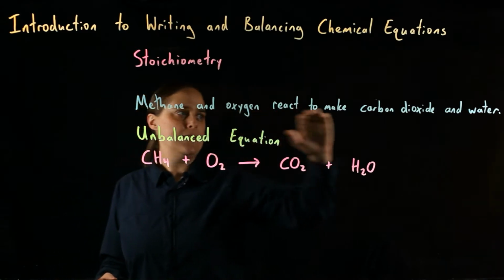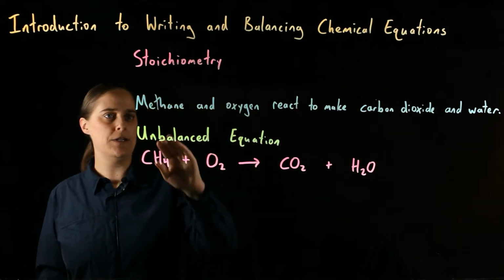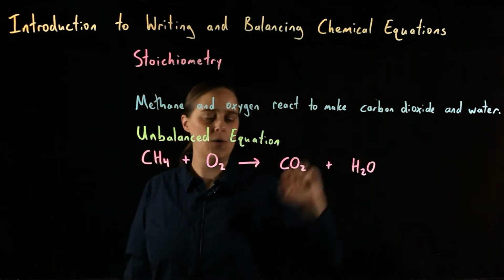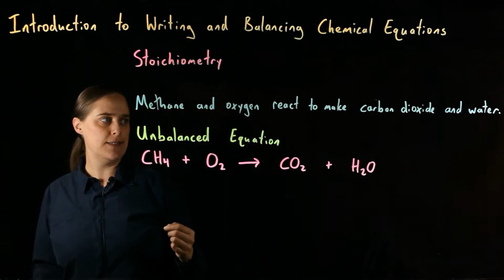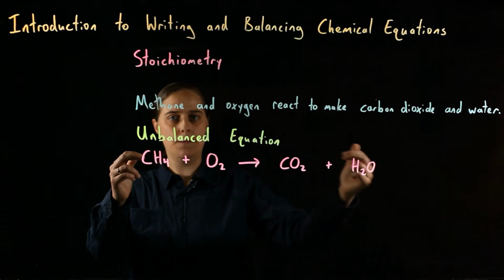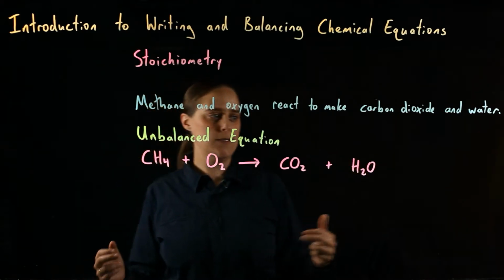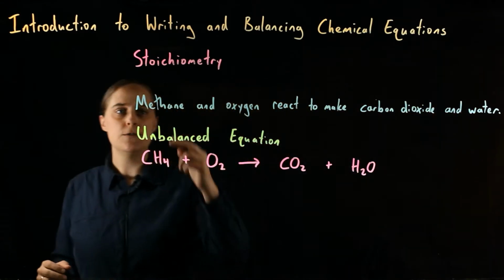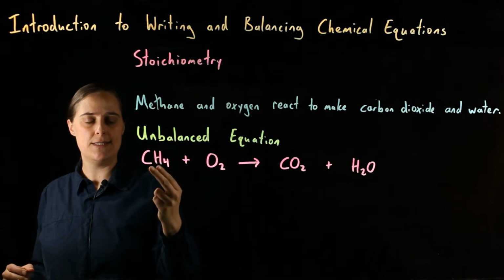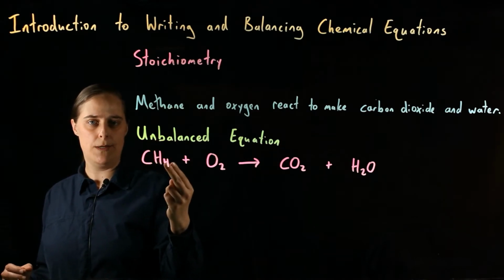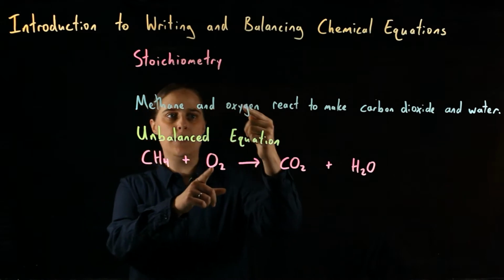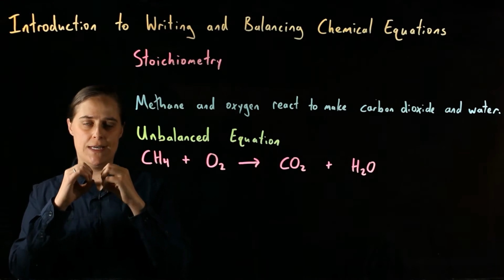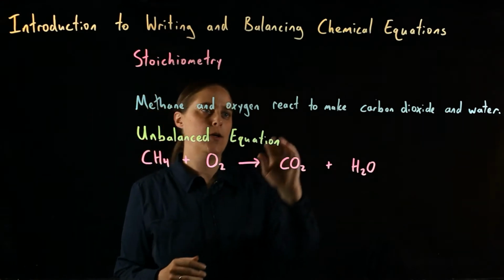So I have a sentence describing a chemical reaction. Methane and oxygen react to make carbon dioxide and water. I can rewrite this sentence directly into an unbalanced equation. An unbalanced equation has the exact same information as this sentence. So methane, its molecular formula is CH4, one carbon atom bonded to 4 hydrogens. And oxygen. Oxygen in its most common form is actually 2 oxygen atoms bonded to each other, so O2.